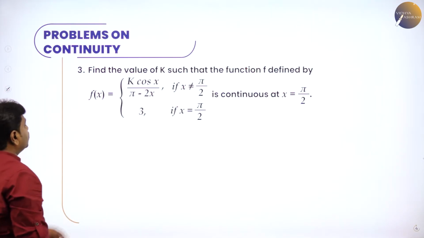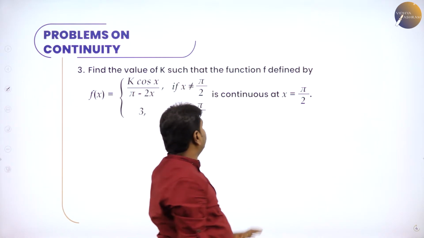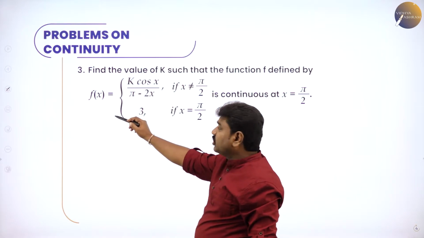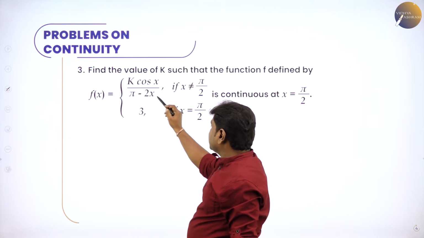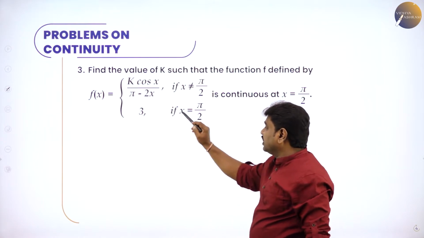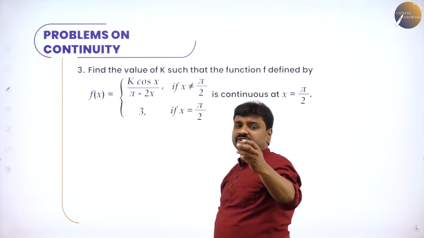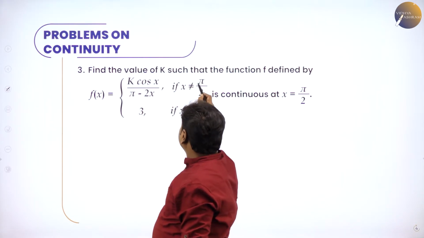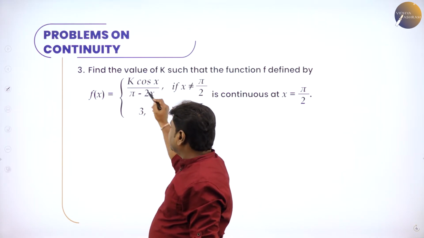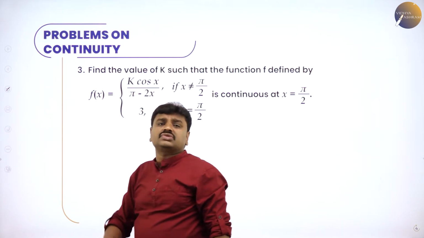Next, find the value of k such that the function f defined by f of x is equal to k cos x by pi minus 2x if x not equal to pi by 2, and 3 if x is equal to pi by 2 is continuous at x equal to pi by 2. They told function is continuous. Here not equal to means what? Less than or greater than, this is the function. For LHL we will choose same function, for RHL also we will choose same function.